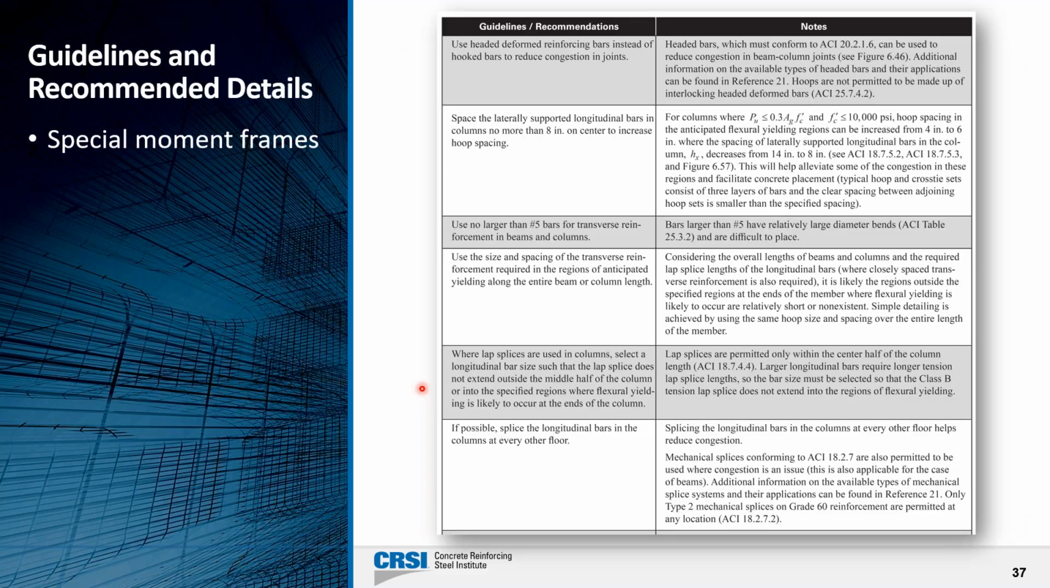I did want to also show you, we have these tables of guidelines and recommendations for details. So this is the one for special moment frames. For example, space the laterally supported longitudinal bars in the columns no more than 8 inches on center to increase hoop spacing. Again, helping with constructability. And you can see the explanation behind it here.